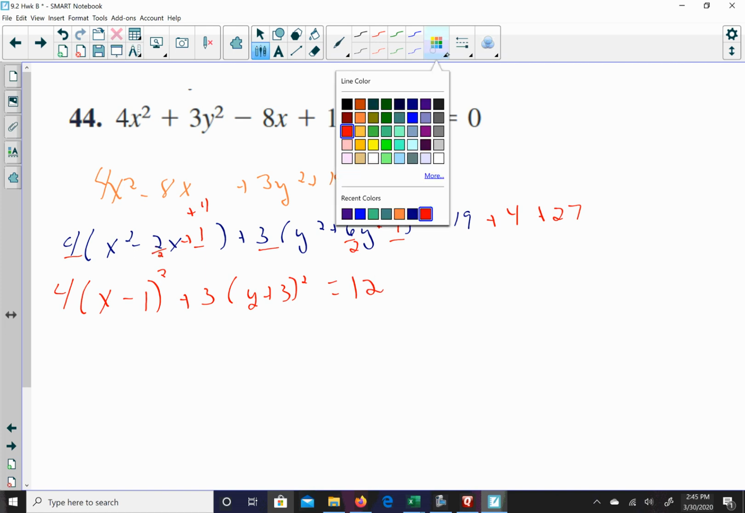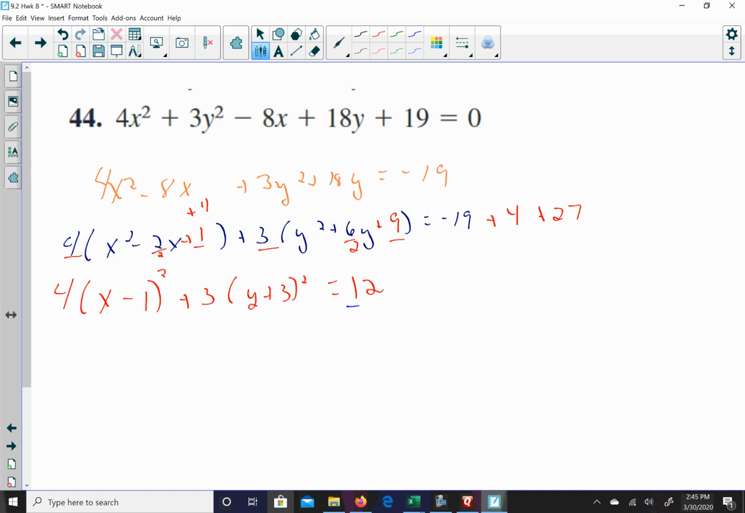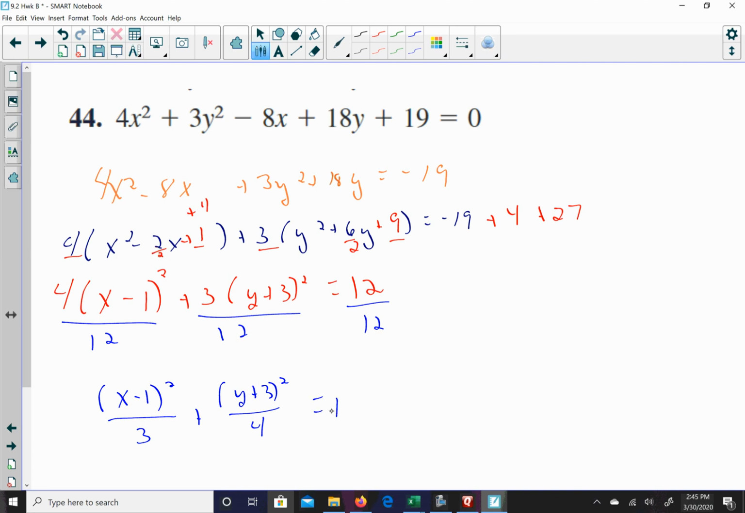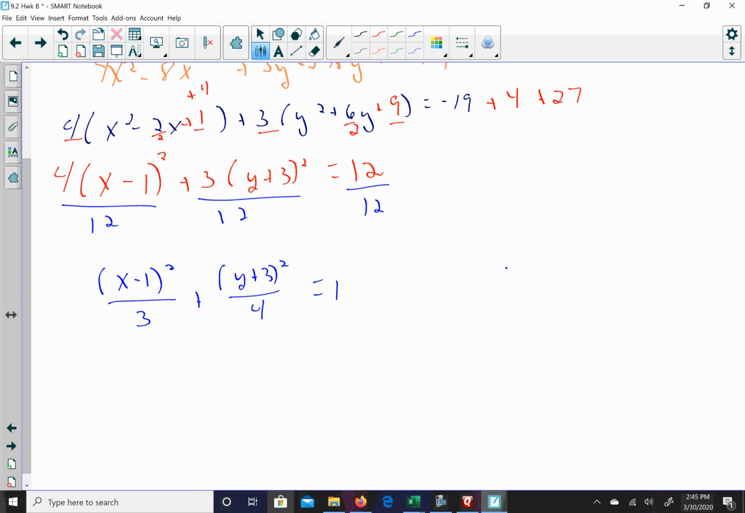Now, remember, these are always set equal to 0, so whatever number this is, that's what I'm dividing everything by. And when I do that, I'm going to have x minus 1 squared over 3 plus y plus 3 squared over 4 is equal to 1. Now, remember, we're trying to find eccentricity. So eccentricity is C over A. So right now I know my A is 2.